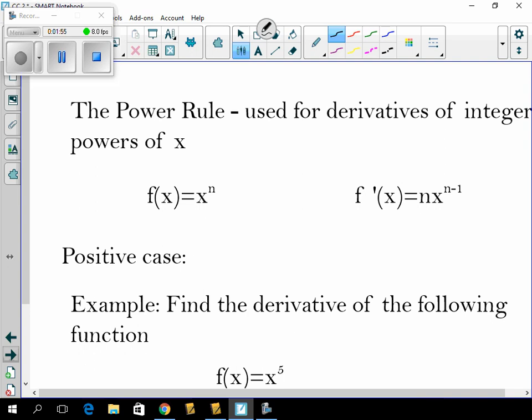Now we're going on to the power rule. And so the power rule we use mostly for polynomial-looking functions. So given the function f of x equals x to the n, for the derivative, what I do is I take the n down and I put it in front of the x, and then for the power I take n minus 1.